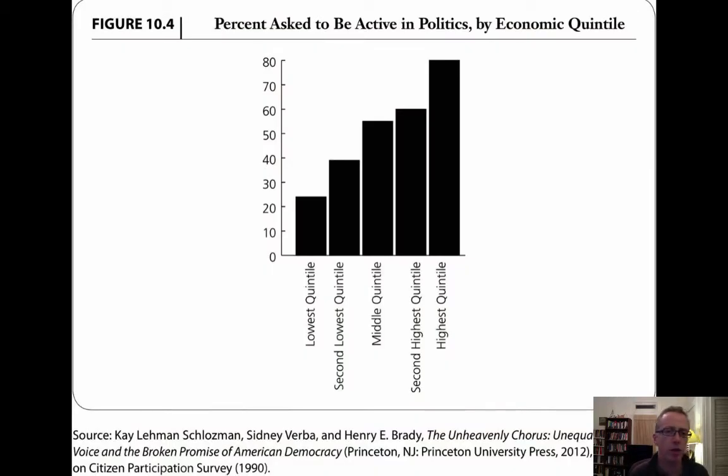Now, what's going on here? Your book talks about activation. This is a really fascinating bit of data that speaks to precisely the point I was just making, that lobbyists are more likely to approach upper middle class people and people like that to support their endeavors.